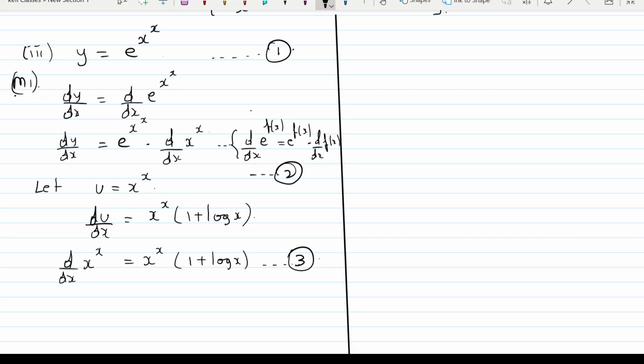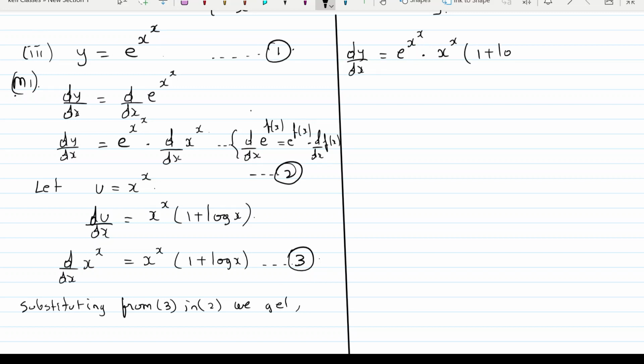Okay, that much labeling. Now what you have to do is substitute from 3 into 2. Substituting from 3 into 2, we get dy by dx is e raised to x raised to x into x raised to x into 1 plus log x. That's the answer. Okay. Method 2.